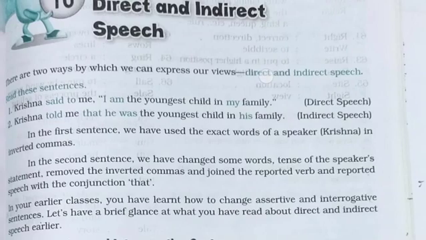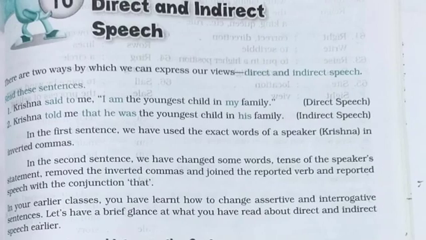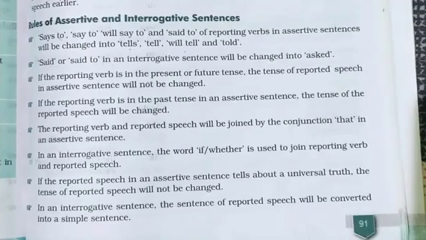Now we will see some rules of assertive and interrogative sentences, how to change from direct to indirect speech. Says to, say to, will say to, and said to are the reporting verbs in assertive sentences, and that will be changed: says to will become tells.